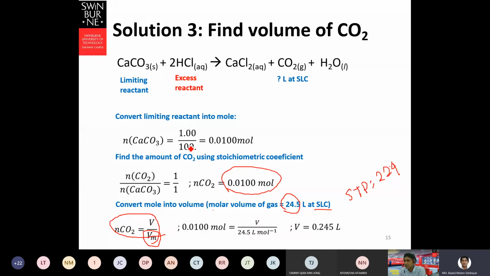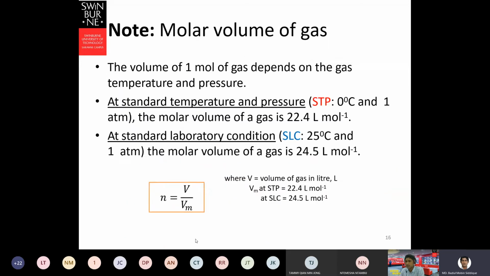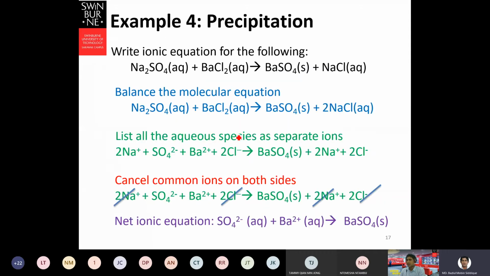So since the problem says to find out the volume at SLC, I divide it by 24.5. If the problem would ask me to find out the volume at STP, not SLC, then I have to divide it by 22.4. Okay, so this is one thing that I think you should take note of. This is what I was just telling you just now.